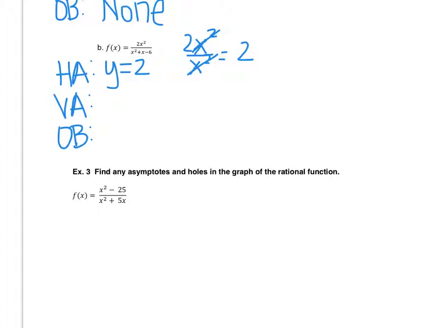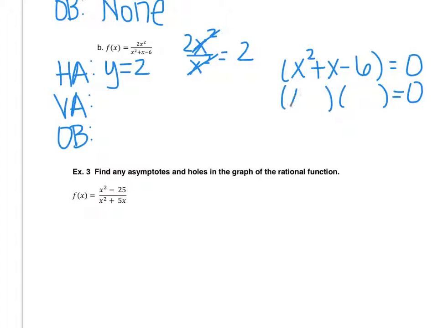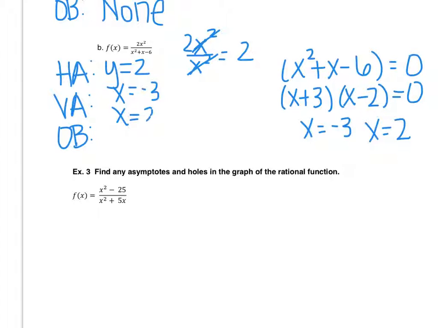Now, my vertical asymptote, I'm going to come over here and write my bottom, x squared plus x minus 6. Set it equal to 0. I can actually factor that, and there's going to be 2 places where I have vertical asymptotes. This factors to x plus 3 and x minus 2. So if I take both of those equations and set them equal to 0, my left one is going to equal negative 3, and my right one is going to equal positive 2. So I have 2 vertical asymptotes at negative 3 and at positive 2. Now, because I have a horizontal asymptote, I will not have an oblique asymptote. And that takes care of part B.